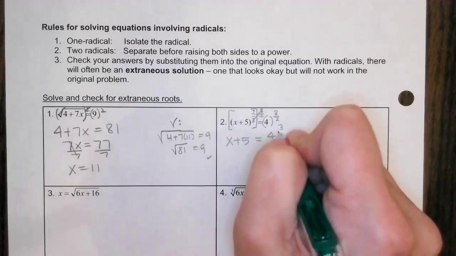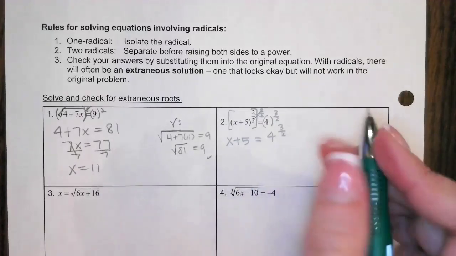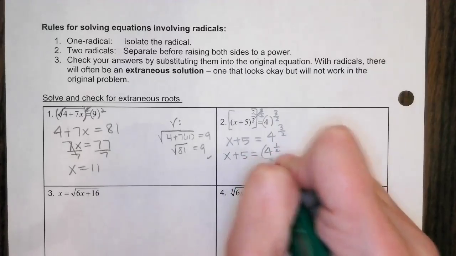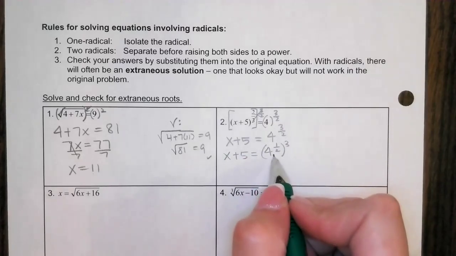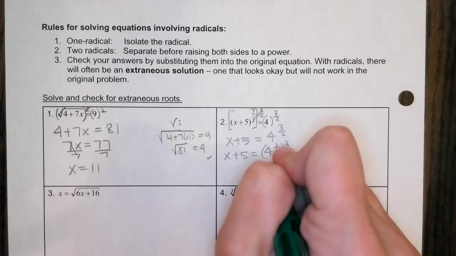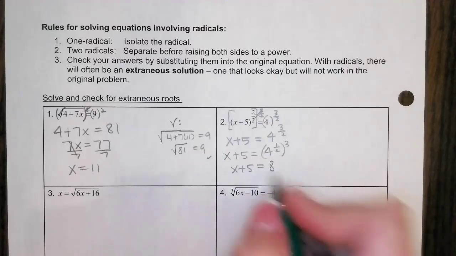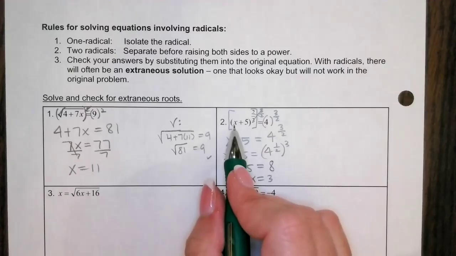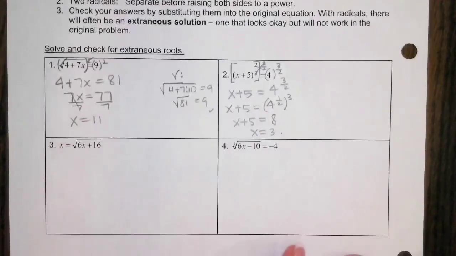On this side, we have 4 to the 3/2 power. We just practiced simplifying these without a calculator, so you can do this without a calculator. We do the 4 to the 1/2 and then raise it to the 3rd power. So the square root of 4 is basically what we're doing here, and the square root of 4 is 2. Raised to the 3rd power is 8. And then our next step is to subtract this 5. X is equal to 3. We plug that back in here and it works, so we can move on to our next one.